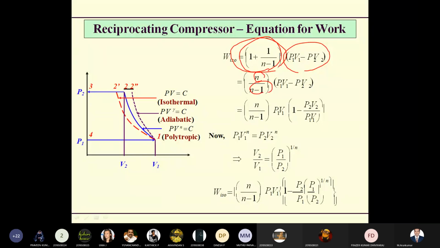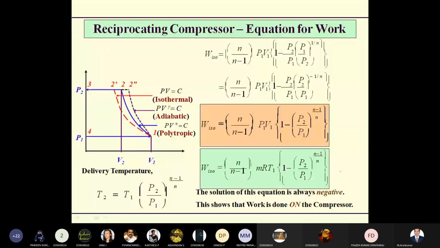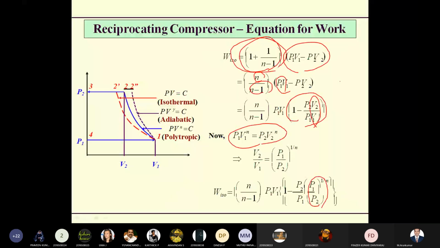Finally, we can take P1 V1 outside in this equation. Then we can have 1 minus P2 V2 by P1 V1. Then we know for polytropic process we have P1 V1 power n is equal to P2 V2 power n. So we can replace V2 by V1 with P1 by P2 power 1 by n. So finally we can have the work as n by n minus 1 into P1 V1 minus, here instead of V2 by V1, we can replace P1 by P2 power 1 by n. Then for isothermal work done, we can have the same equation. So this is the same equation that we saw in the previous one.